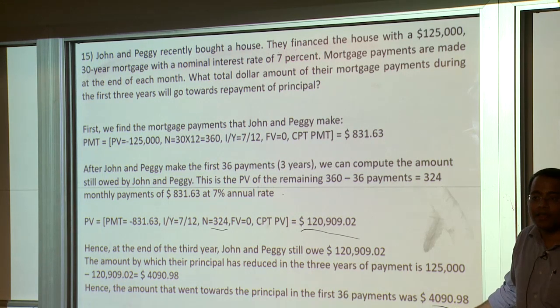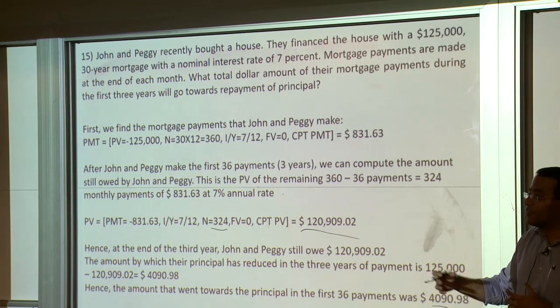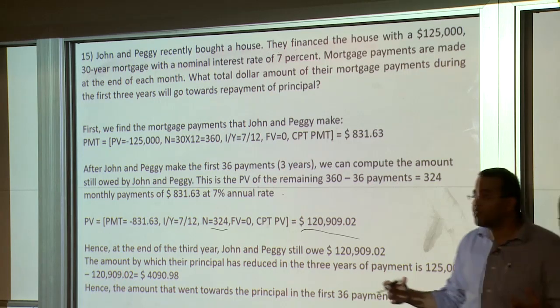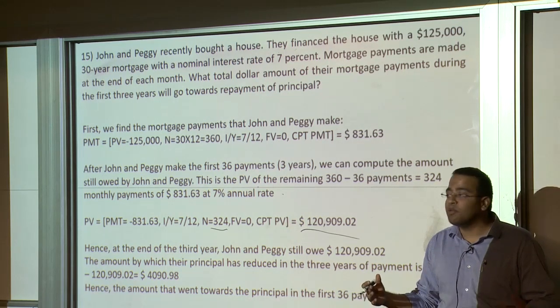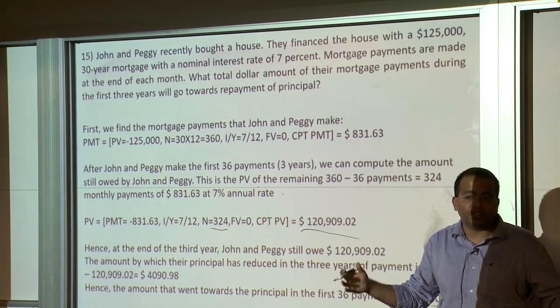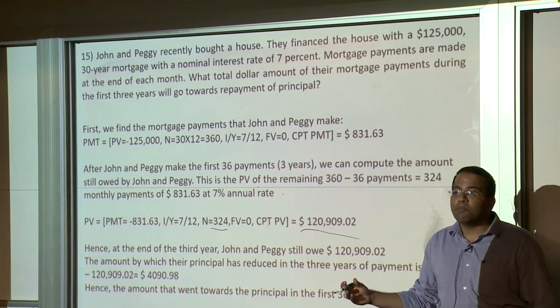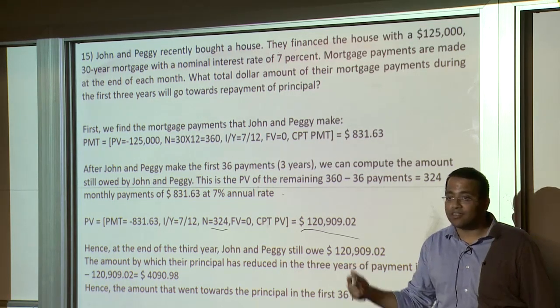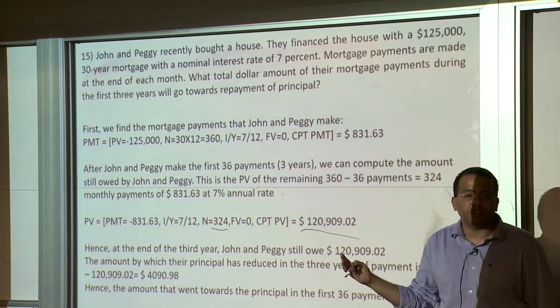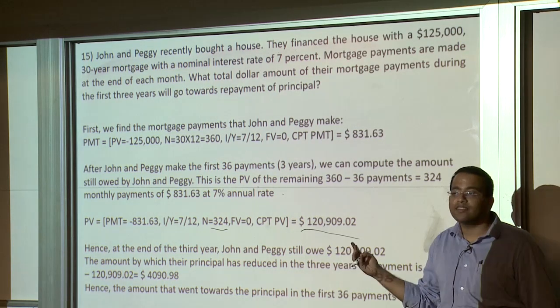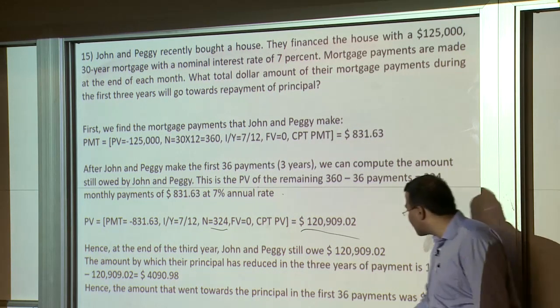$4,090. Try to see what's happening here. Their mortgage was for 30 years, and they have been paying for 10% of the life of this loan. But the amount that they have actually paid back is about 3% or 3.5%. That's the key thing to note in these kinds of questions.